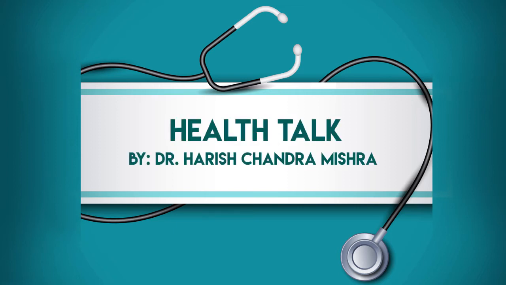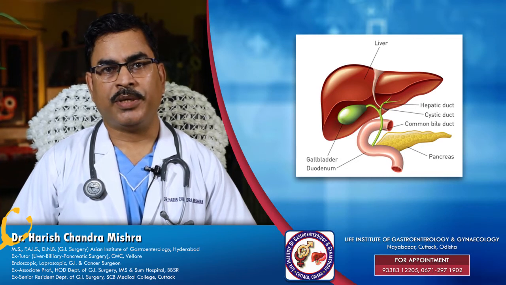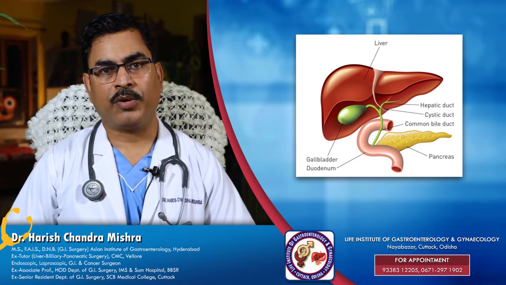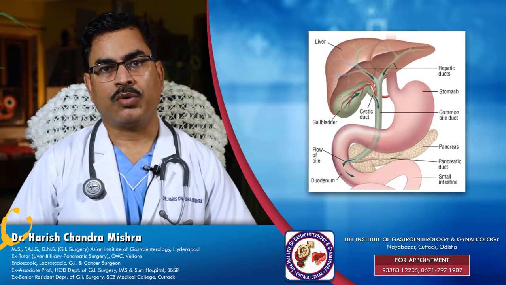Today we will discuss gallstone diseases. Basically, the gallbladder is a pear-shaped organ situated in the right upper quadrant of the abdomen, just below the liver. Its main function is to store bile.